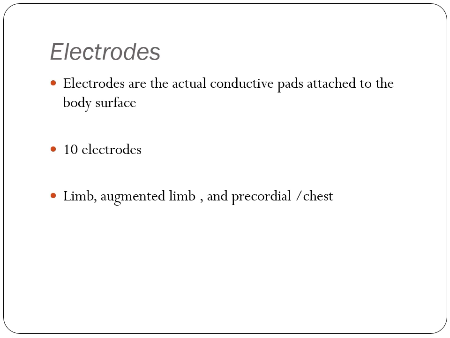Electrodes are the actual conductive pads attached to the body surface. Each electrode consists of an electrically conductive electrolyte gel and a silver-silver chloride conductor. Typically, we use 10 electrodes when conducting ECG, and the electrodes are attached to the limb, augmented limb, or the precordial or chest.